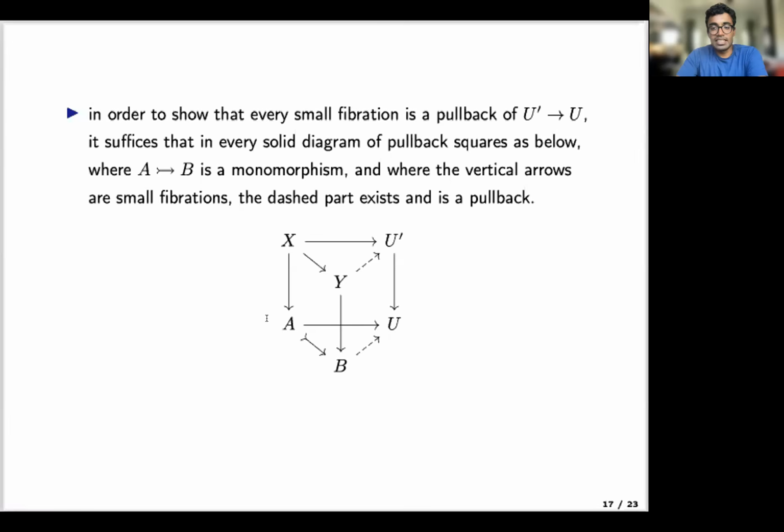And why does this say that every small fibration is a pullback of this thing? Well, you could just take U to be the empty simplicial set, in which case you just have a fibration and no other data. You could take A to be the empty simplicial set, in which case X is also the empty simplicial set. And therefore, you just have a fibration over here. And what this says is that there exists a classifying pullback square.